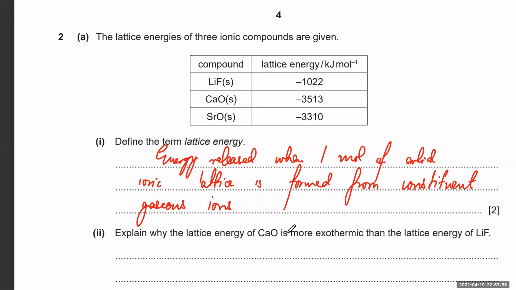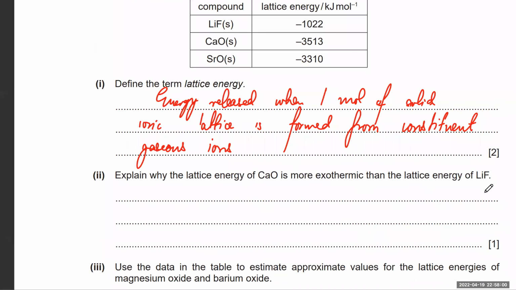As I explained, the lattice energy of calcium oxide is more exothermic than LiF. So why do you think calcium oxide has a higher lattice energy compared to LiF? Greater charge density. That's the only reason. It has greater charge density. And it's a 1-mark question, so you don't have to go into, even though this is smaller in size. Which one is small in size? I'm pretty sure this is smaller in size.